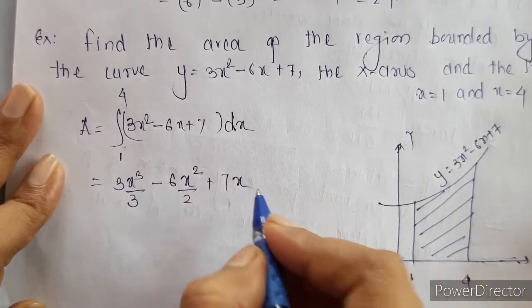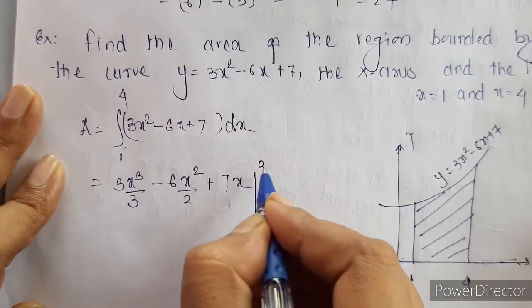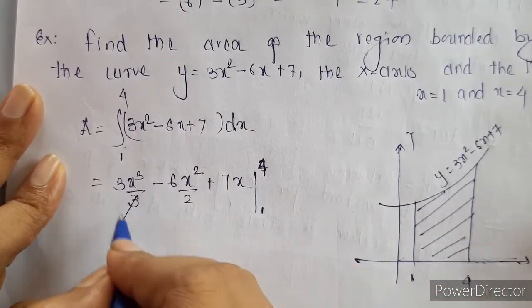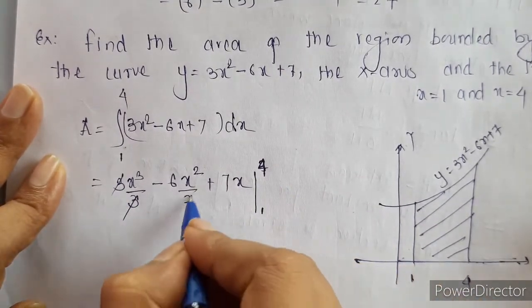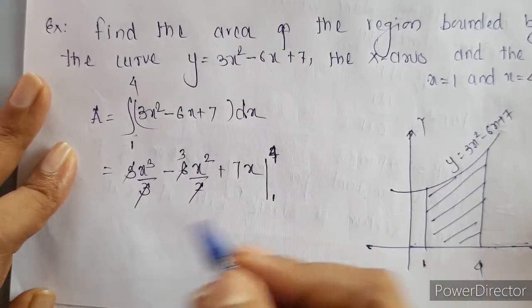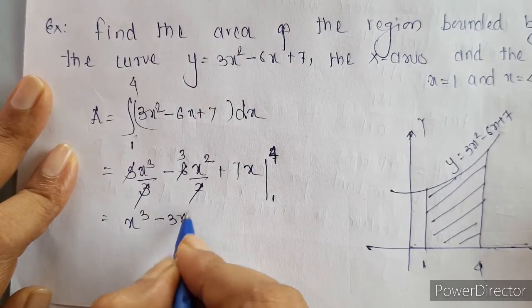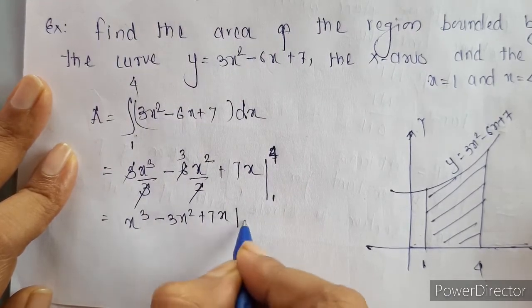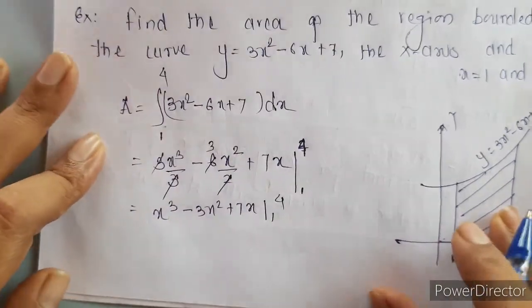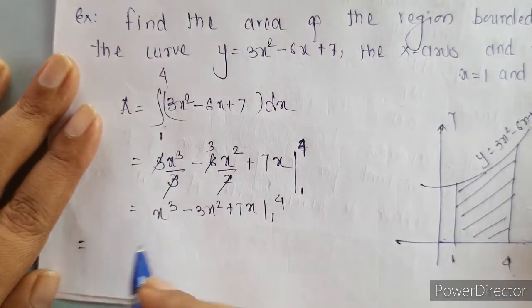Integral of 1 is x, and the interval is from 1 to 4. This 3 will get cancelled. 2 3s are 6. So what we have left is x cubed minus 3x squared plus 7x from 1 to 4. So let us substitute 4.